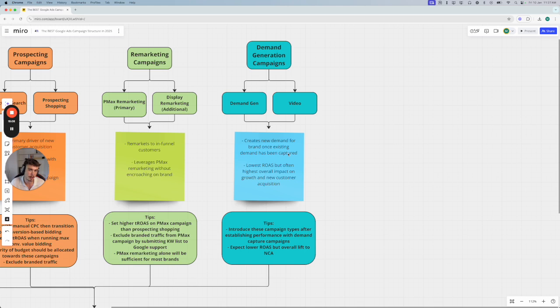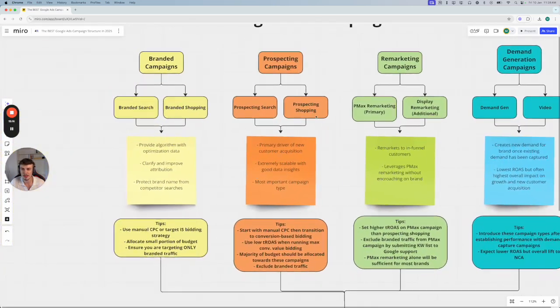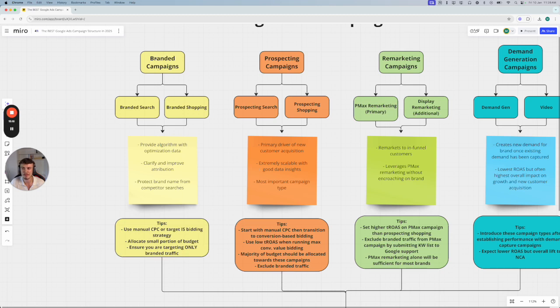What do demand gen campaigns do? They create new demand for your brand once existing demand has been captured, right? So we've already covered the middle and bottom of funnel, right? Bottom of funnel is brand campaigns and remarketing campaigns. These are people who know about you, who are ready to purchase, they're already looking for your product, and they're already looking for you. Middle of funnel is these prospecting campaigns, right?